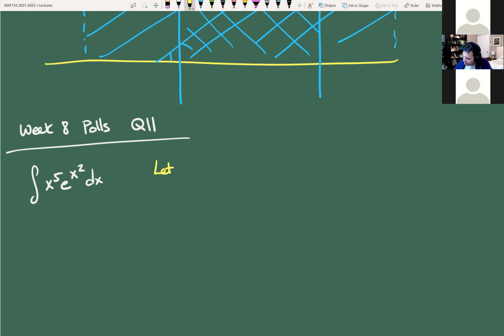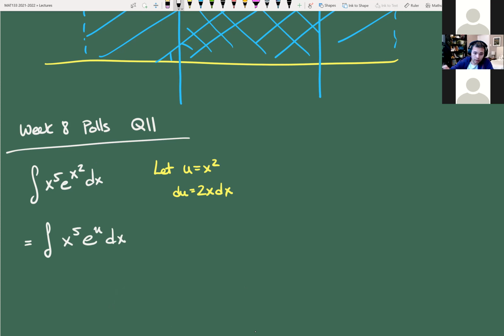So let u be equal to x squared. Du is 2x dx. Again, I'm going to commit blasphemy and mix my x's and u's, just for the sake of teaching you what's going on. So I've got x to the power of 5, e to the x squared. Well, that's going to become e to the u, and I've still got my dx here.